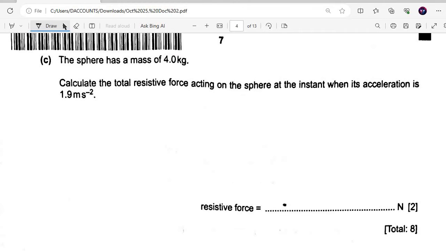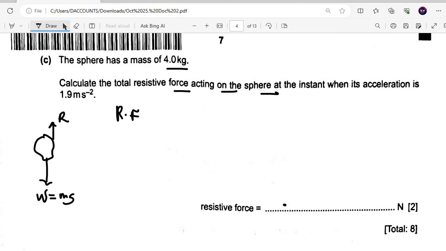The sphere has a mass of 4 kg. Calculate the total resistive force acting on the sphere. Okay, like I said, the resistive force is opposing motion, the weight is downward. There will be a resultant force when two forces are acting on an object: the resistive force minus weight. What are we looking for? We are looking for the resistive force.